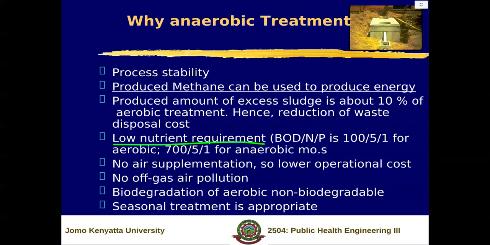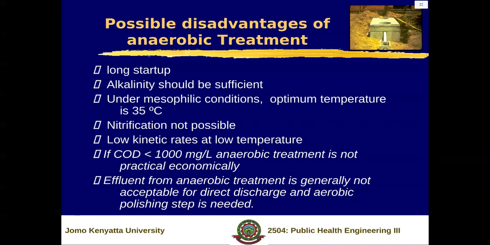Basically speaking, anaerobic systems are very good for strong wastewater. You remember we talked about low strength, medium strength, high strength. For any wastewater of 450 milligrams BOD and above, I would automatically seek to use anaerobic systems rather than aerobic. But for the conventional domestic, the anaerobic systems also work very well.